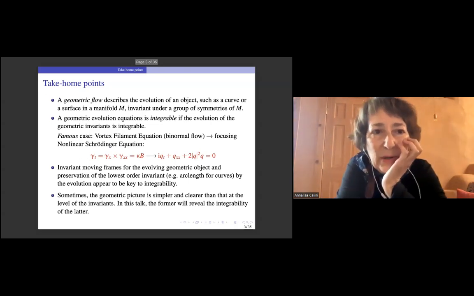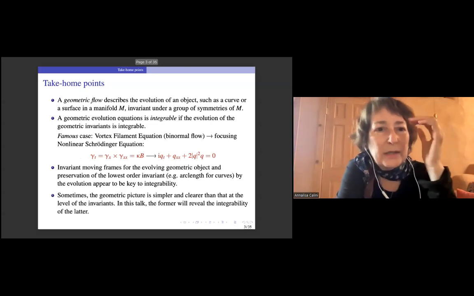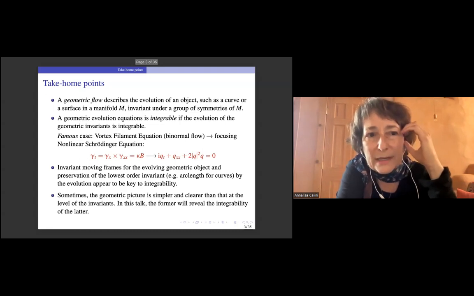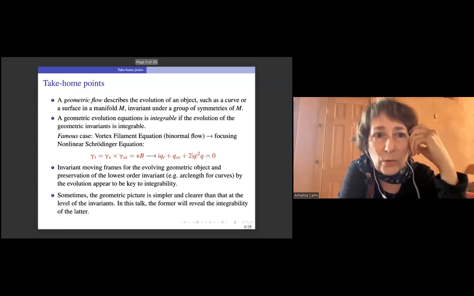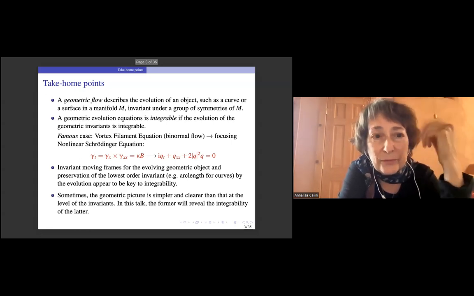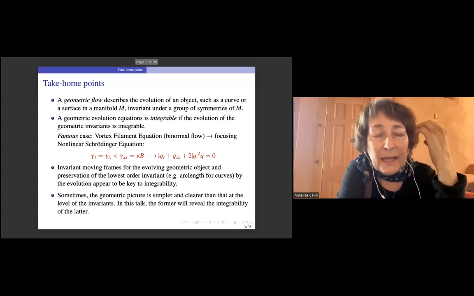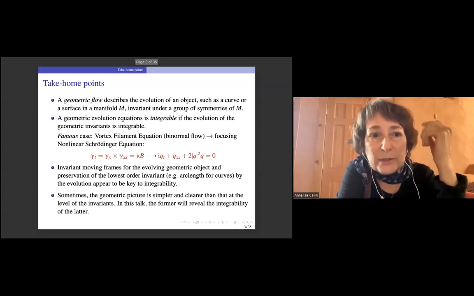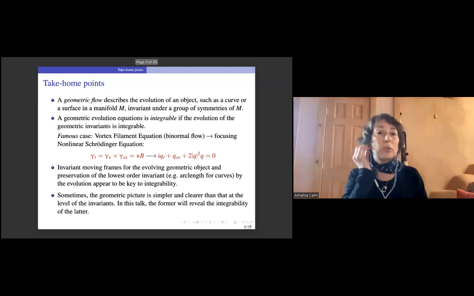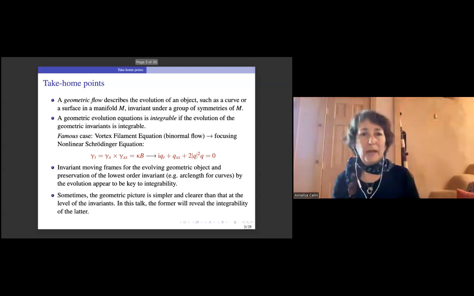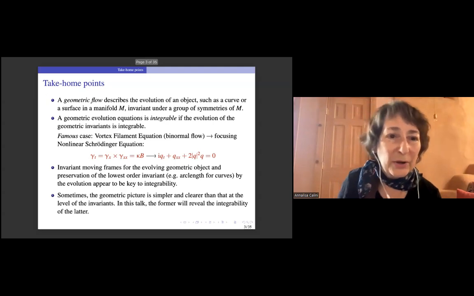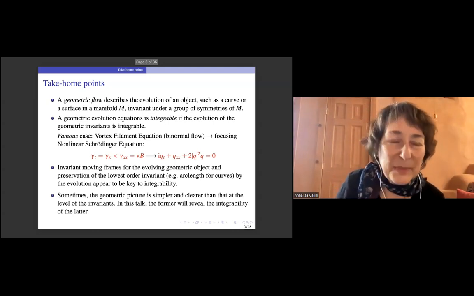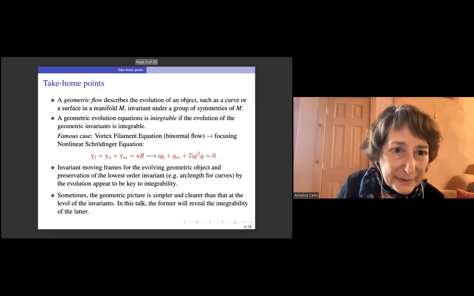First of all, what is a geometric flow? A geometric flow is the evolution of a geometric object. Think of a curve. In this talk, we'll only talk about curves or a surface in a certain manifold, and a flow that is invariant under a group of symmetry of that manifold. The canonical one would be, for example, the motion of a curve in Euclidean space, invariant under the Euclidean group.